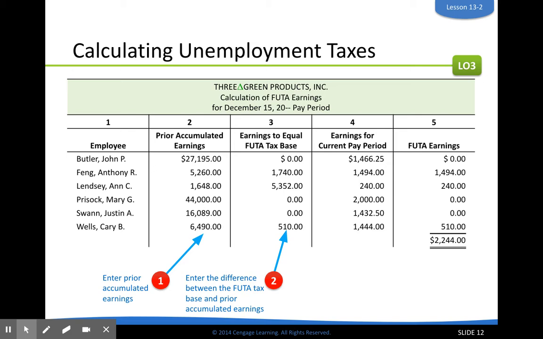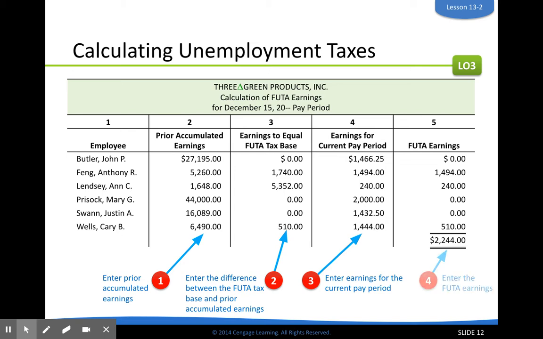That employer has already paid as much as they need to pay for FUTA for that employee because you only pay it for the first 7,000. Then for the second employee, 7,000 minus 5,260 gives us 1,740. So that is how much more that employee can earn before the employer no longer has to pay federal unemployment tax. Column 4 is how much they've earned this pay period.